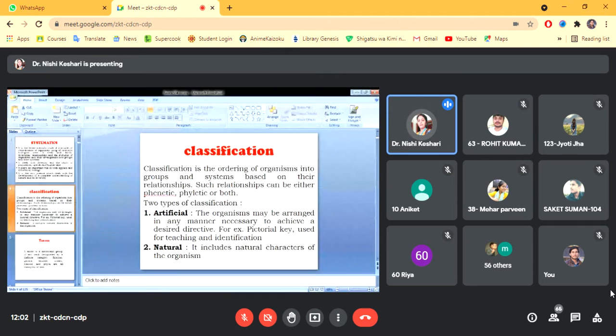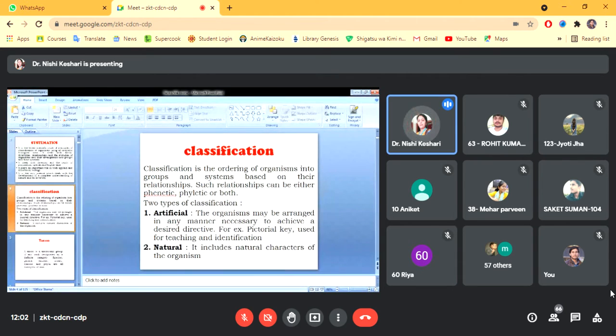So on the basis of these characters, generally people grouped into different groups. So there are two types of classification, like artificial and natural. So on an artificial basis, the organisms may be arranged in any manner necessary to achieve a desired directive. For example, pictorial key used for teaching and identification.